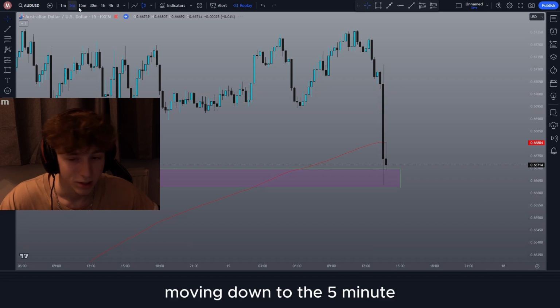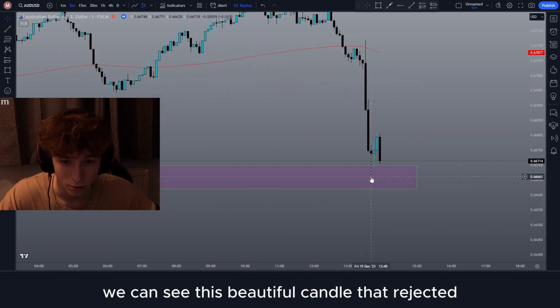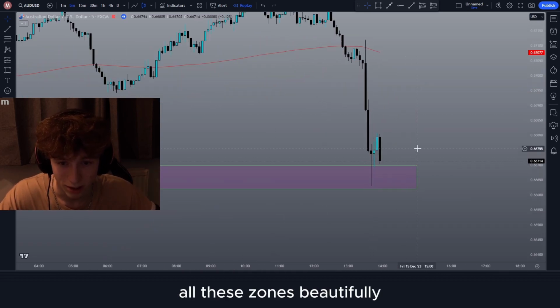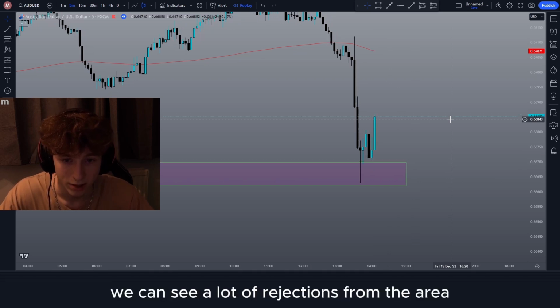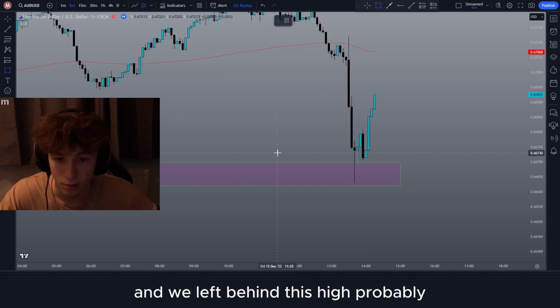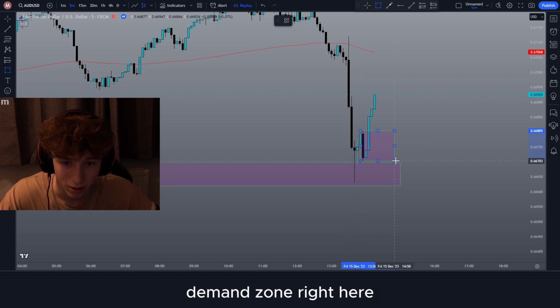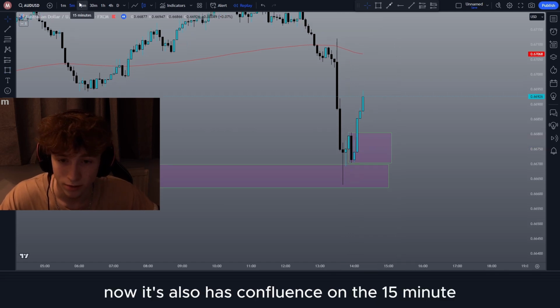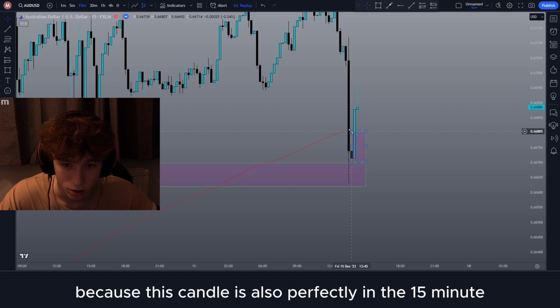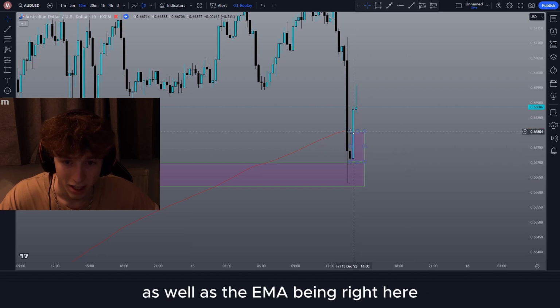And finally, moving down to the 5 minute, we can see this beautiful candle that rejected all these zones beautifully. And if we move a few candles ahead, we can see a lot of rejections from the area. And we left behind this high probability demand zone right here. Now this also has confluence of the 15 minute because this candle is also perfectly in the 15 minute as well as the EMA being right here.